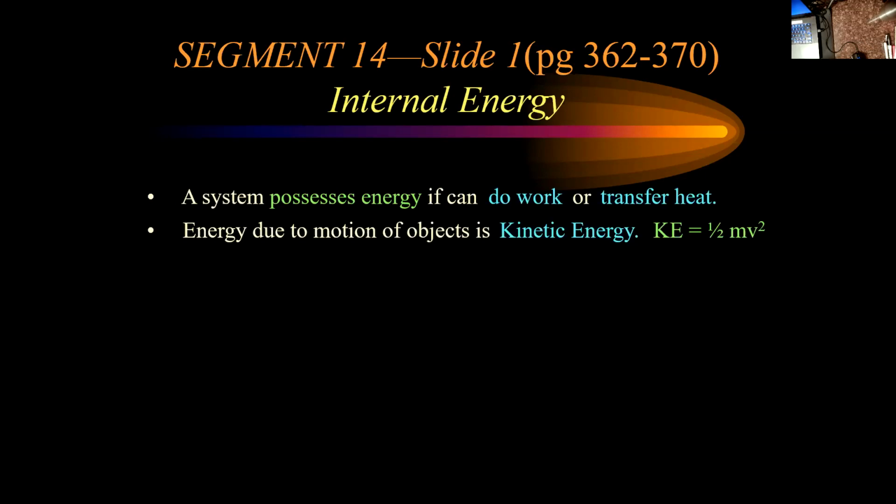All right, so kinetic energy is 1/2 mv squared. Now let's think about the units for energy. The SI unit for energy is the joule. The mass is in kilograms, and velocity has to be in meters per second.